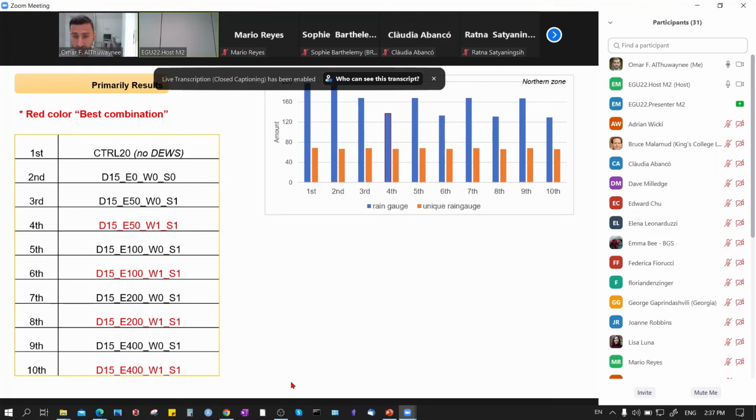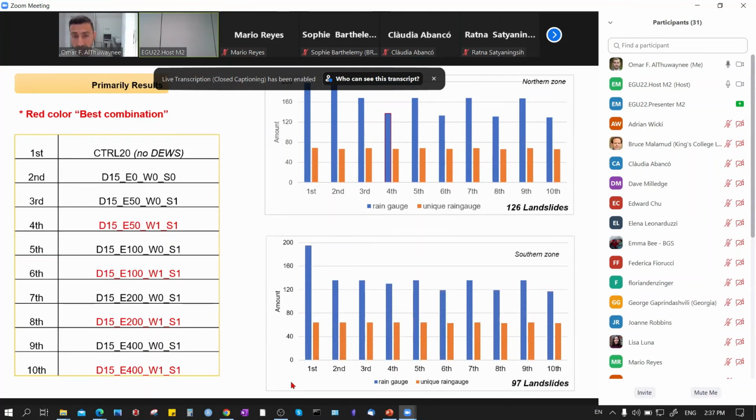And also, interestingly, you can see the unique rain gauges. Please next. The unique rain gauges represent the rain gauges used to construct the threshold. So you can see that by changing those filters and increasing the filter robustness, we are still getting almost a similar number of rain gauges used to construct the thresholds for the suspicious rainfall events that cause landslides.